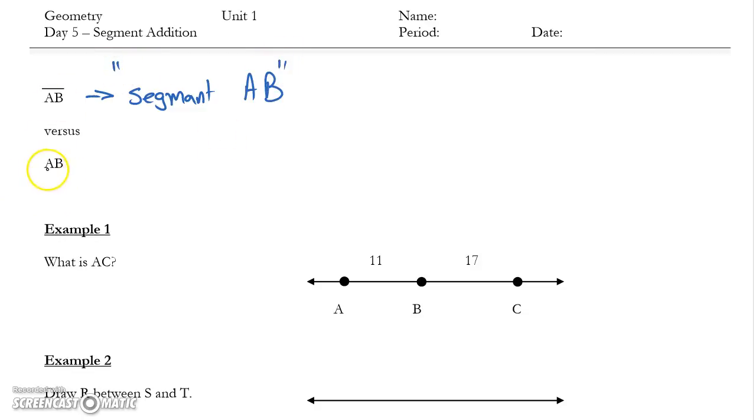The difference between this AB and the AB with the segment bar above it is this still means segment, but no segment bar like that means that we are actually talking about the length of the segment. So that's a key difference there that we have to pay close attention to, the difference between having the segment bar versus not. One is naming the segment, the other one is talking about its length.